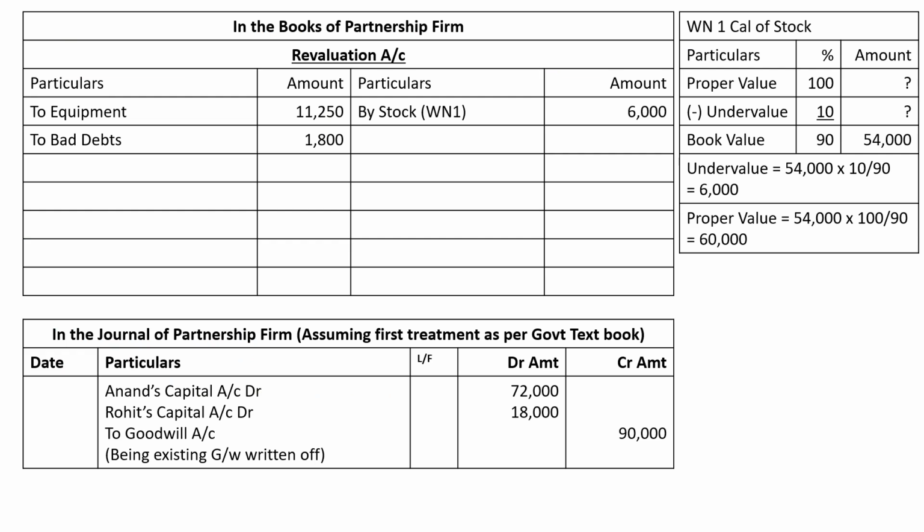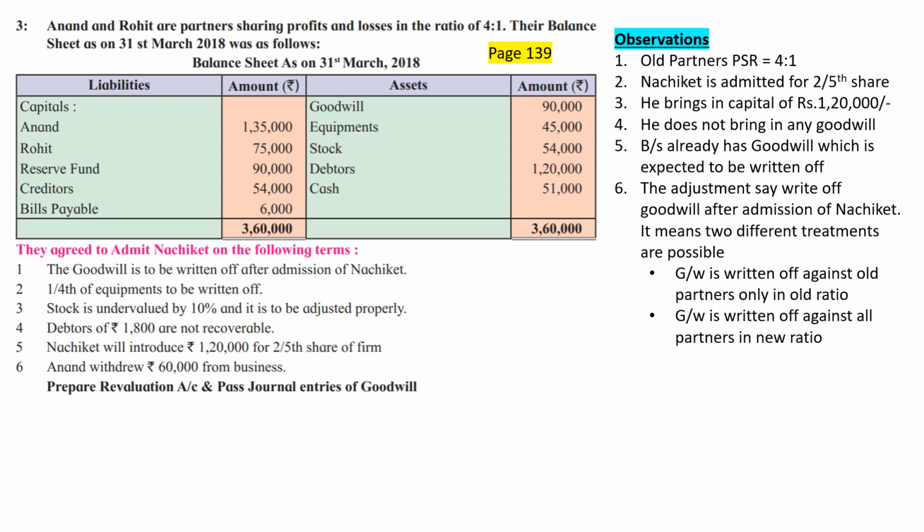We have not prepared Nachiket's capital account, and in the journal also they have asked us to pass the journal entry only for goodwill, not for anything else. So neither can we show the cash account, nor Nachiket's capital account, nor a journal entry. So this adjustment is ignored by us because they have asked us to prepare only revaluation and journal entries.